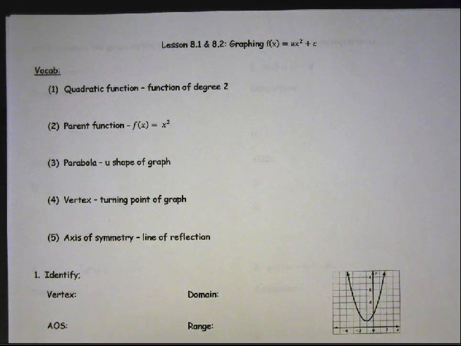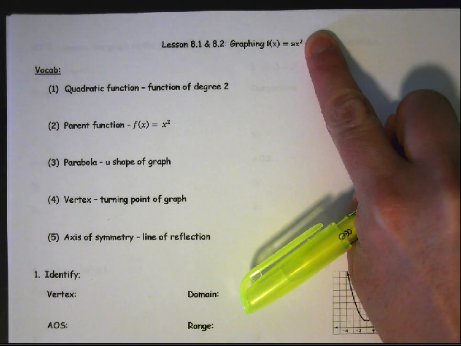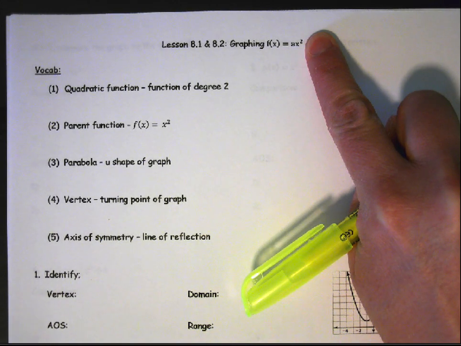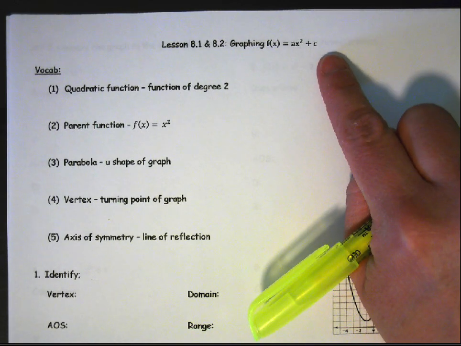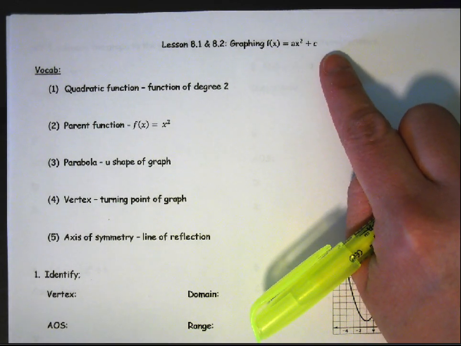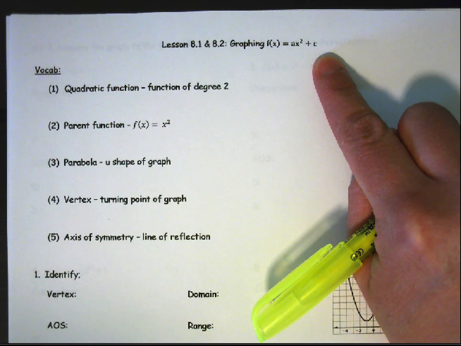Hello class. Today we're going to be covering 8.1 and 8.2. Now, I know that it seems like two lessons, but 8.1 is really just asking you about what does this ax squared do, and then in 8.2 they just add on the plus c. So it's really not a lot of new information, and a lot of this you already know from when we did absolute value transformations in Algebra A, okay?